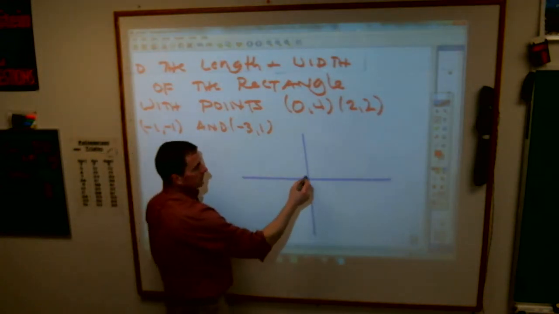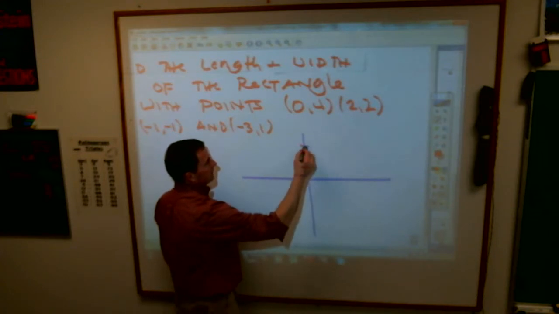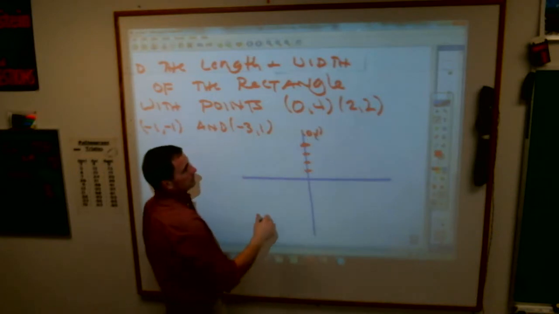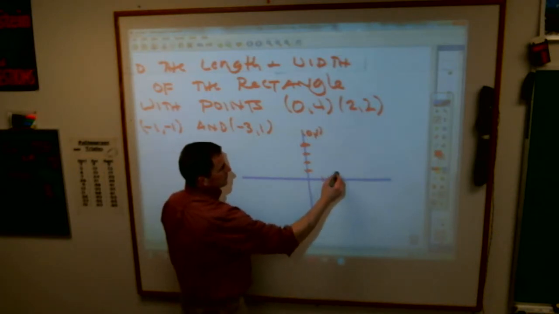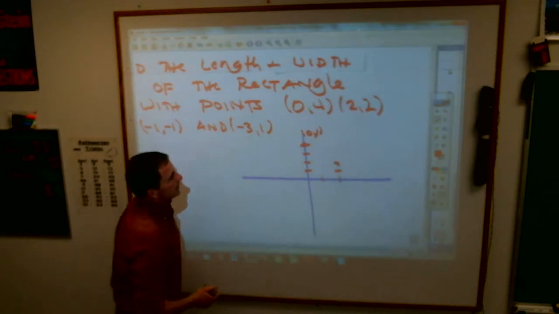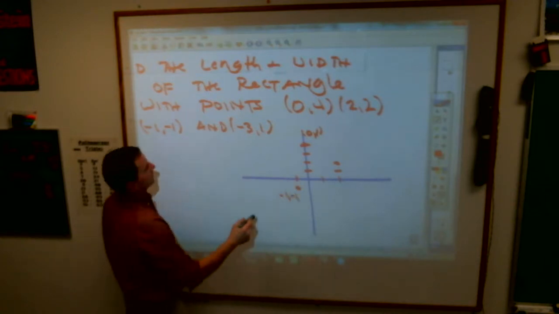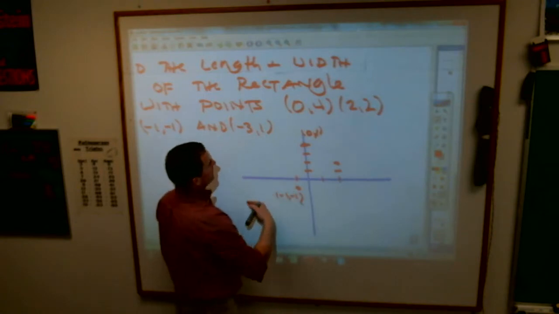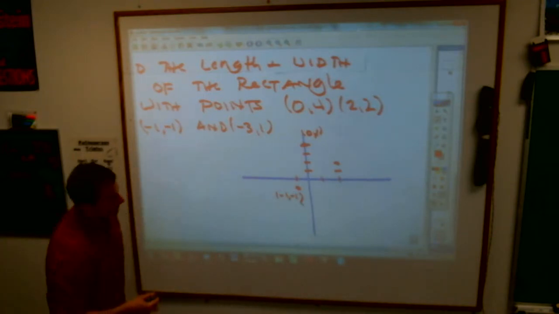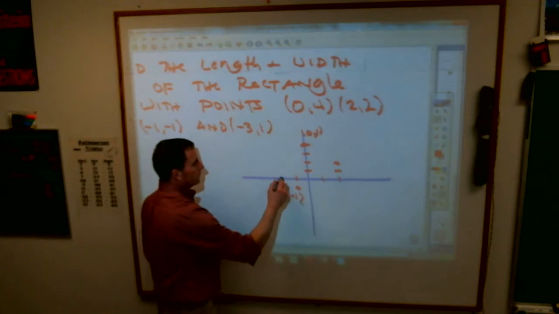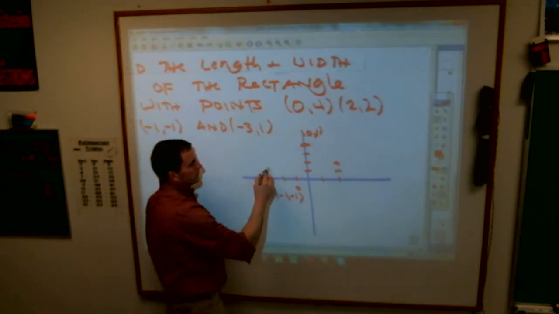So, here we go. (0, 4): 1, 2, 3, 4. Here's my (0, 4) dot, correct? Yes, that's correct. My (2, 2) dot: 1, 2, 1, 2. My (-1, -1). And my (-3, -3). Wait, that should be -1, I think. Let me look and see. No, I'm sorry, it should be (-3, 1), my bad.